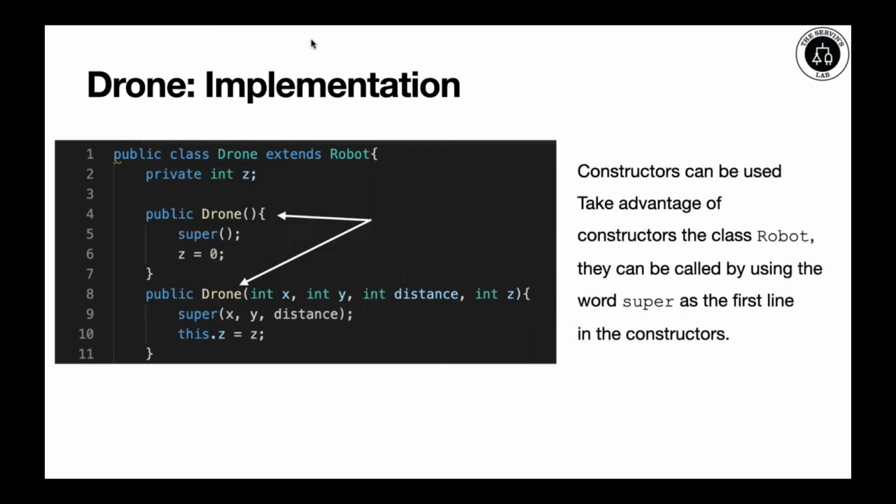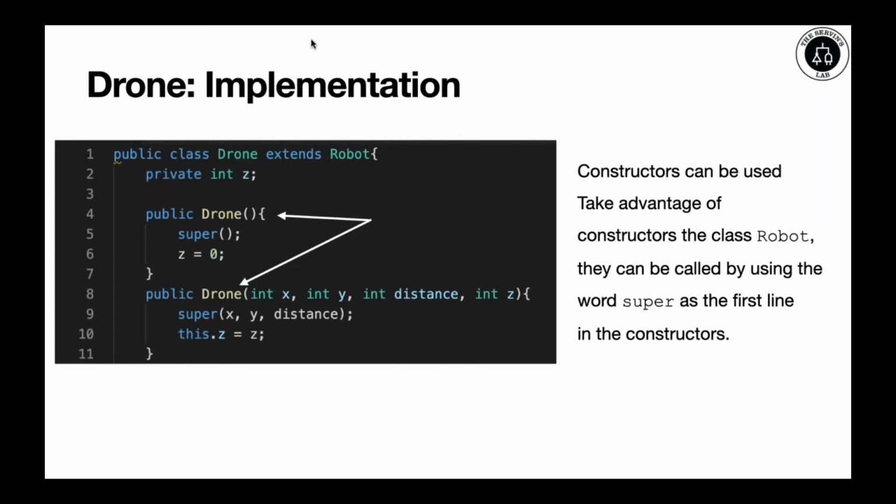Notice that we have also constructors. Friendly reminder, our constructors are responsible to initialize all the fields. The constructor that we have in line 4 corresponds to the no-argument constructor. The one on line 8 is a customized constructor. The one on line 4 doesn't take any parameters, so it will create just a very basic default drone, whereas the one on line 8 will contain X, Y, the distance, but also the altitude.